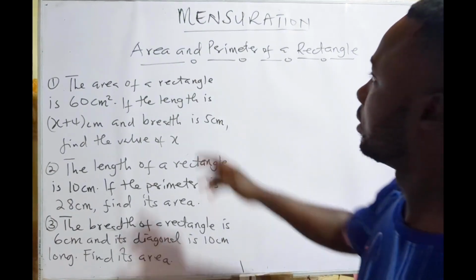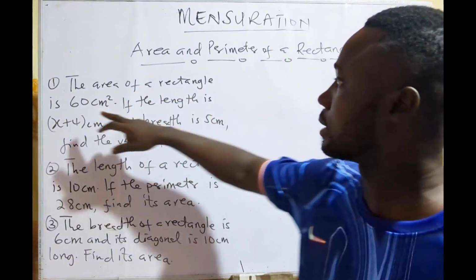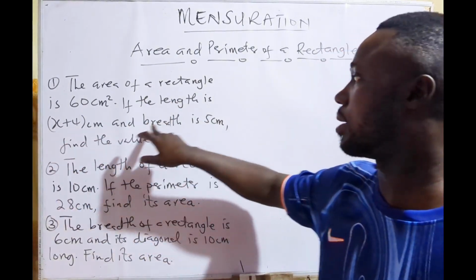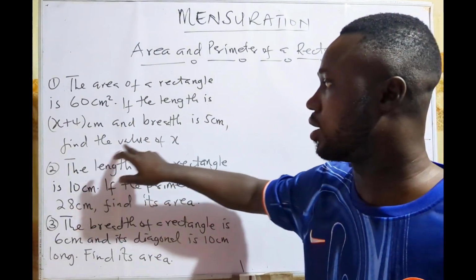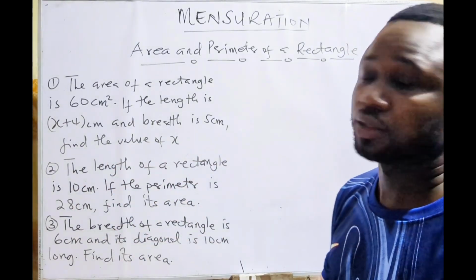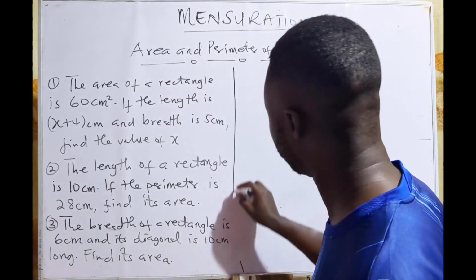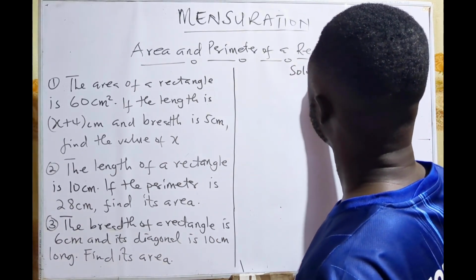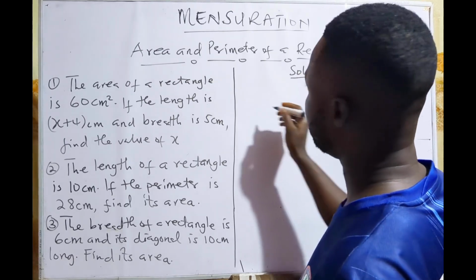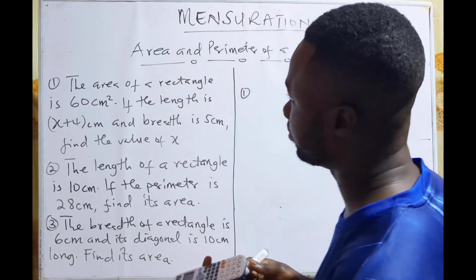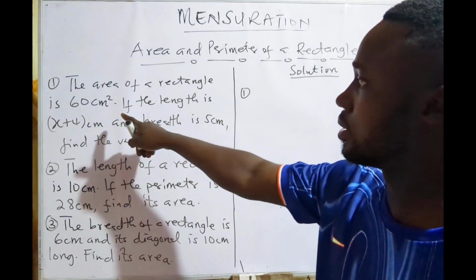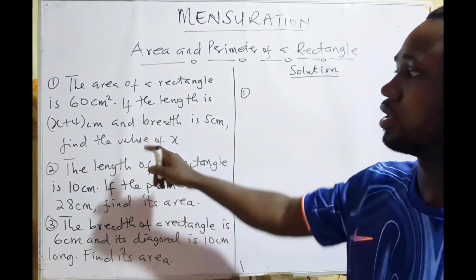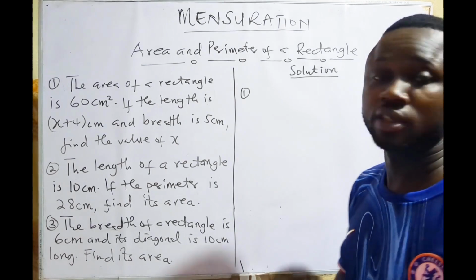Number one, the area of a rectangle is 60 centimeters squared. If the length is s plus 4 centimeters and the breadth is 5 centimeters, find the value of s. So we will look at them one by one. So number one, we are given the area as 60, the length as s plus 4, and the breadth as 5. We are finding the value of s.